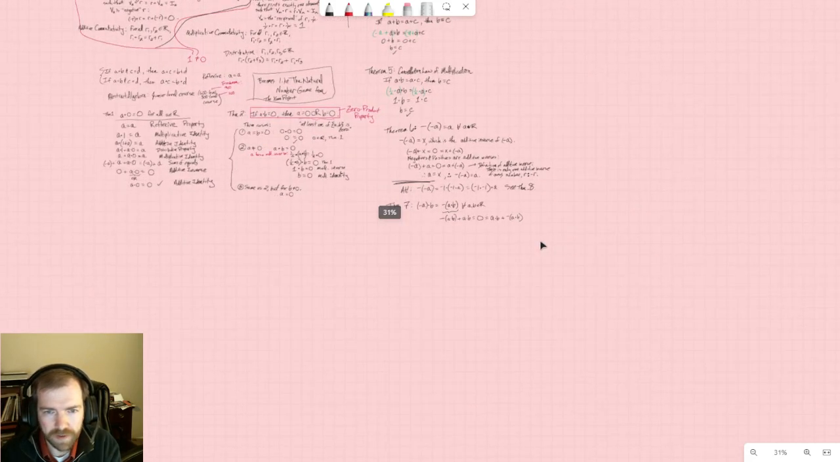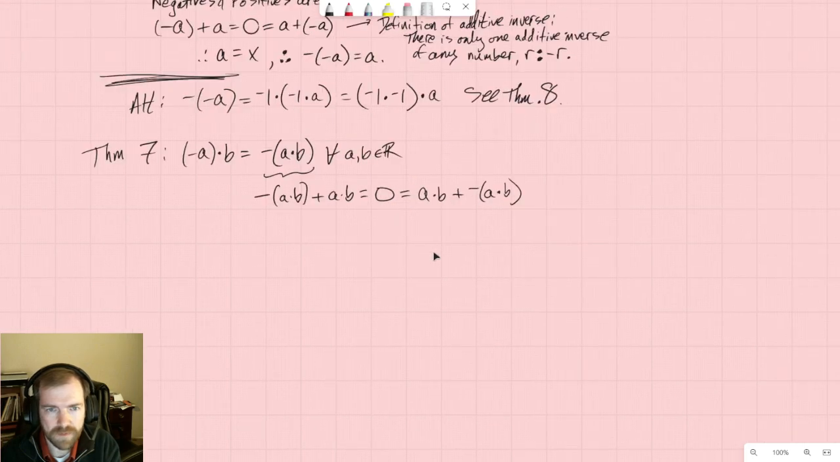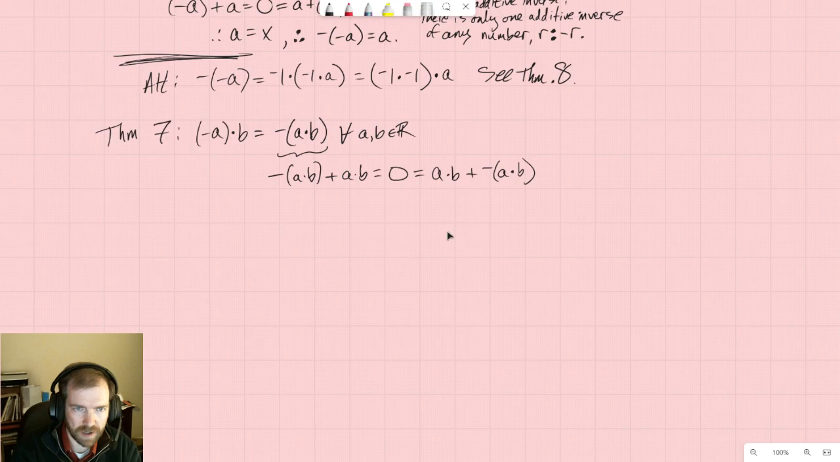Alright, we were working on Theorem 7. Theorem 7 states negative a times b is equal to negative parentheses a times b, for all a and b in real numbers. The way to start on that one, we said, is that negative parentheses a times b is the additive inverse of a times b. So that's going to be equal to 0 when you add those things together. And likewise, a times b plus negative parentheses a times b is also going to get us 0.